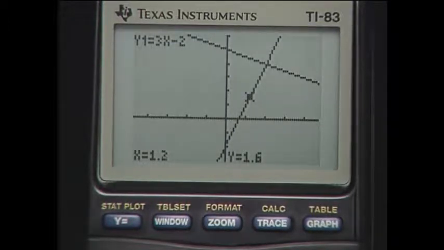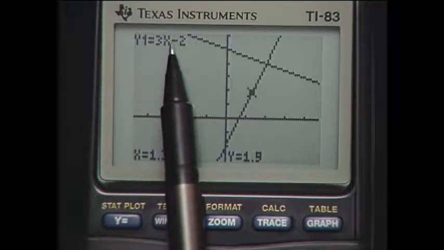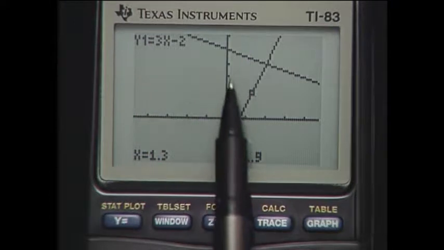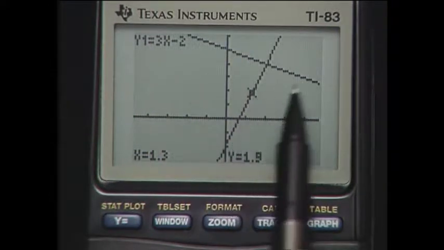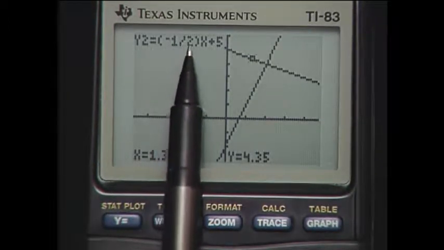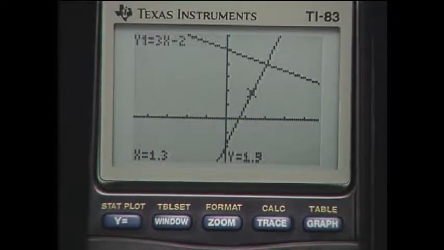intersection. Before we get there, though, I'd like you to notice that the equation in the upper left-hand corner indicates which graph we're on. We're on the graph of that equation. And it's kind of important that we realize that as we jump from one to the other, and I do that by pressing the up or down arrow keys, that the equation changes, and I see a subsequent change in the ordered pair at the bottom.